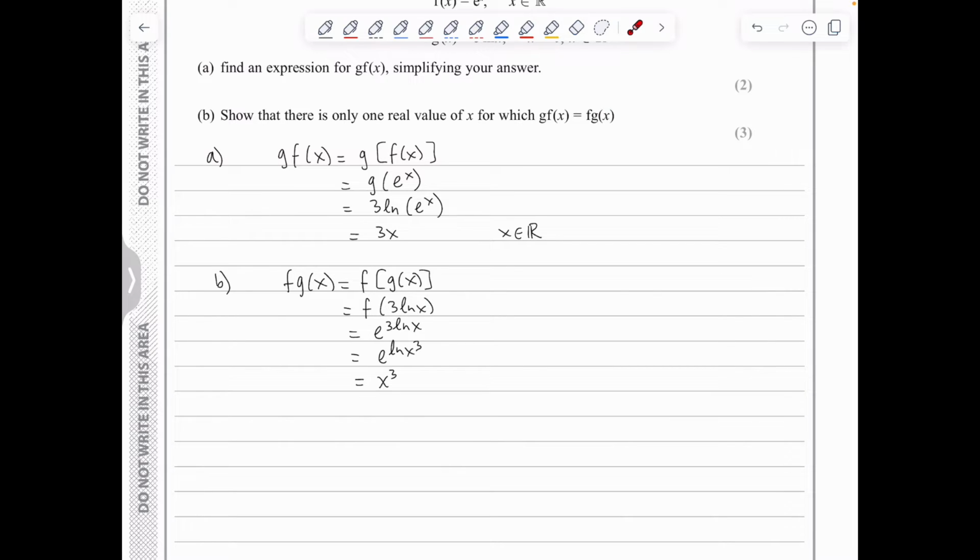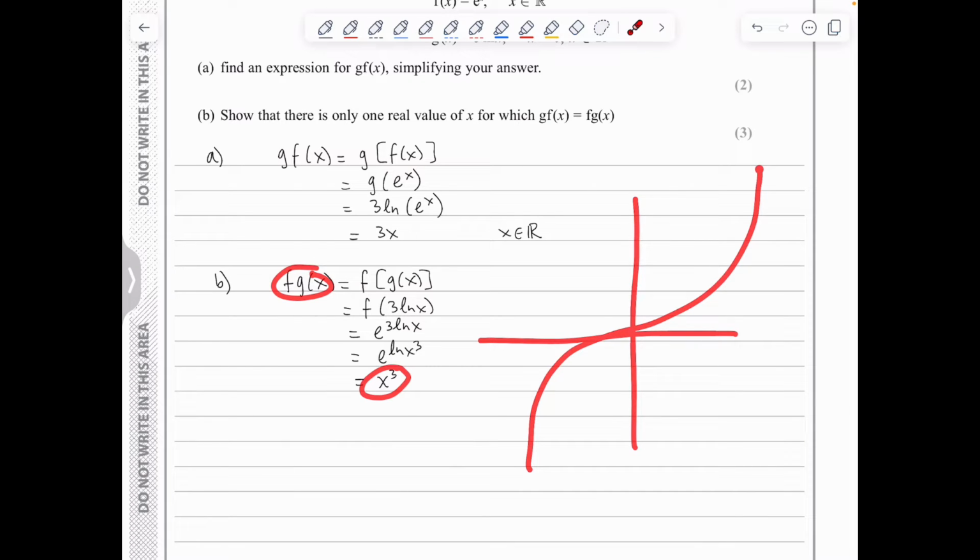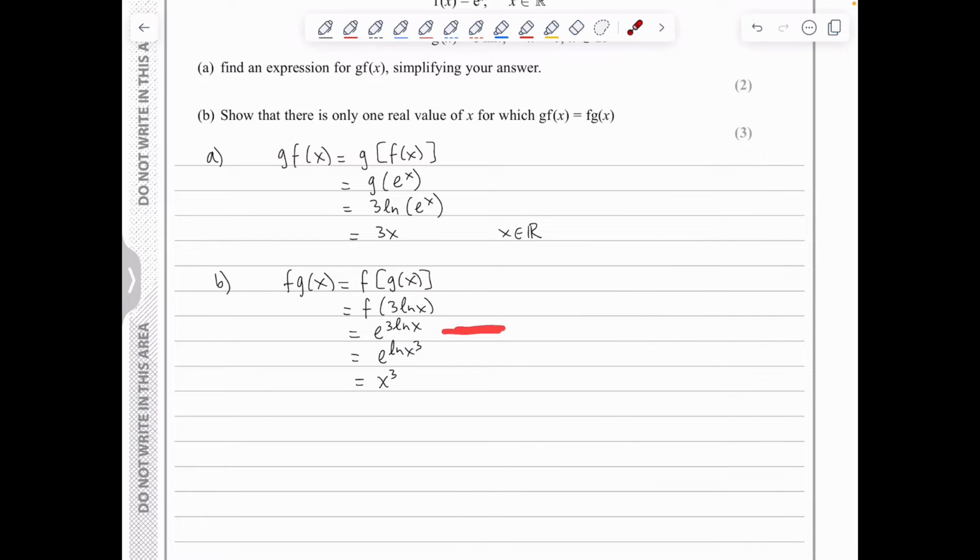Before proceeding, we'd like to consider the range of f of g of x. We know that the graph of y equals x cubed goes something like this, so the range of x cubed could be anything. y belongs to the reals. However, in this particular case, we need to be careful. At some point over here, we had e to the 3 ln x, and we know that e to any power cannot go negative. It's always going to be greater than 0, which means that e to the ln x cubed will be greater than 0, and therefore x cubed must be greater than 0.